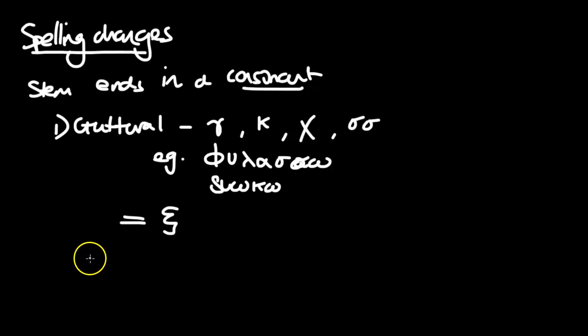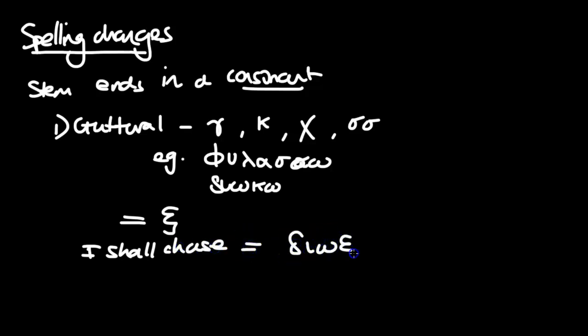So let's say you wanted to say, I shall chase or pursue. That is equal to dioxo. Not, by the way, diokso, with a kappa and then a sigma. So instead of having the kappa and then the sigma, it just forms a xi. So just one letter instead of this awkward sort of consonant clash.